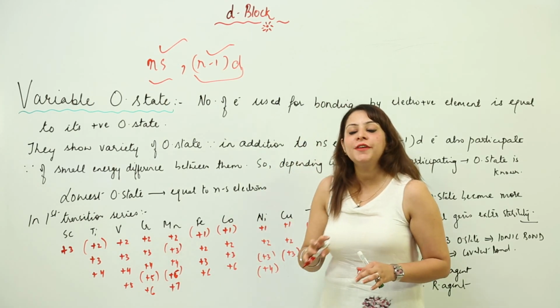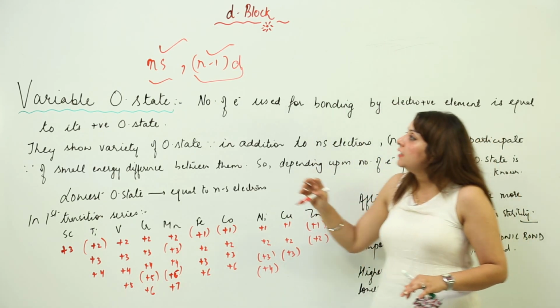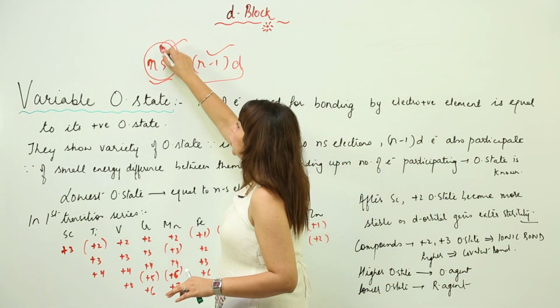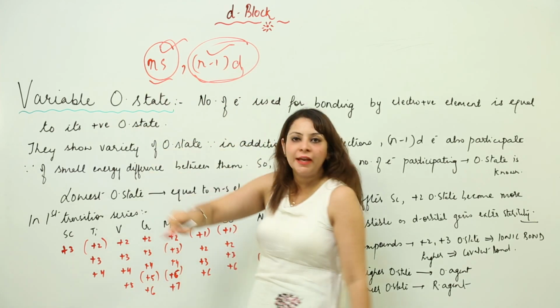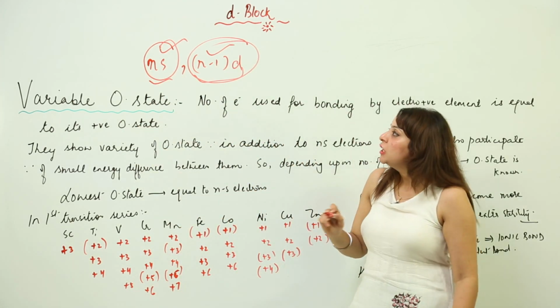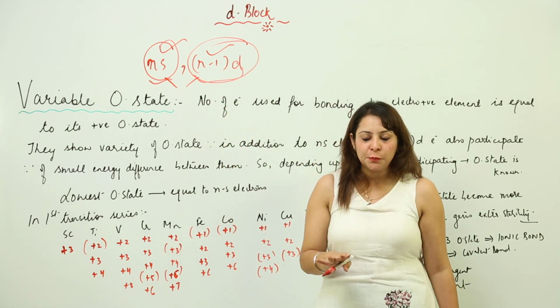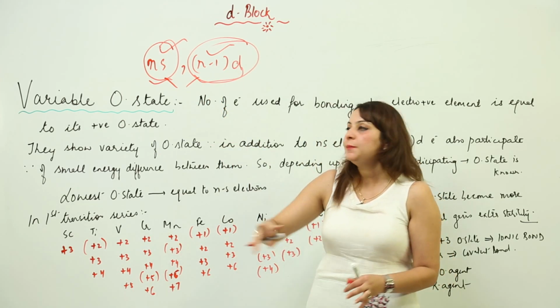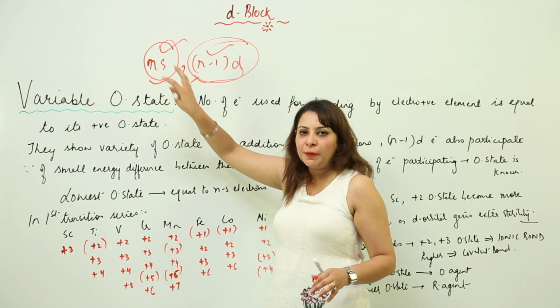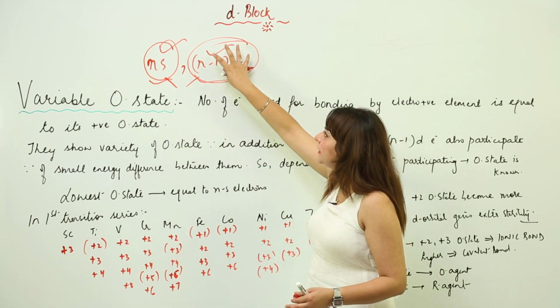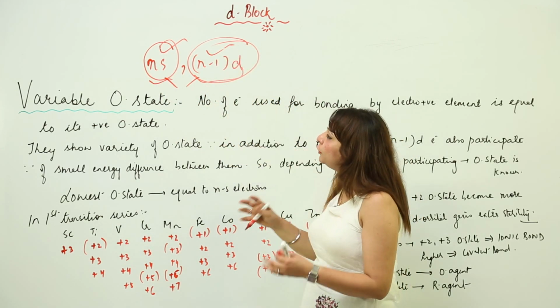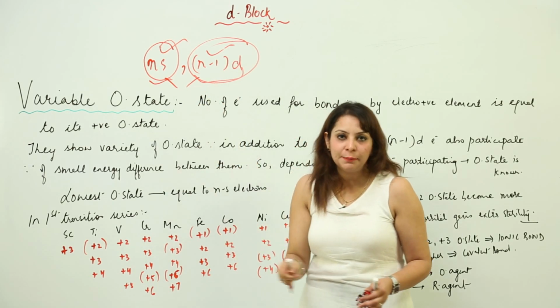So that means whenever there is a bond formation, there can be participation of the s electrons and also of the n-1 d electrons. So these two shells' electrons can actually participate. But we see that sometimes only the s ones are participating, and in a few we will see that both of the electrons are participating.